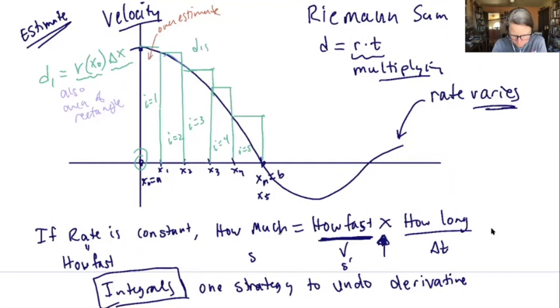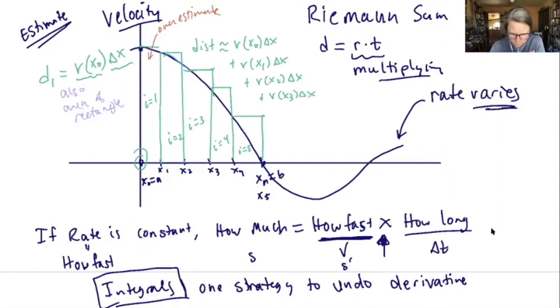So the distance is going to be approximately equal to the velocity on the first rectangle times delta x plus the velocity on the second rectangle. And the velocity on the second rectangle comes from plugging in the left endpoint to get the height. So that's v of x sub 1 times delta x plus the velocity on the next rectangle times delta x plus the velocity on the next rectangle times delta x.